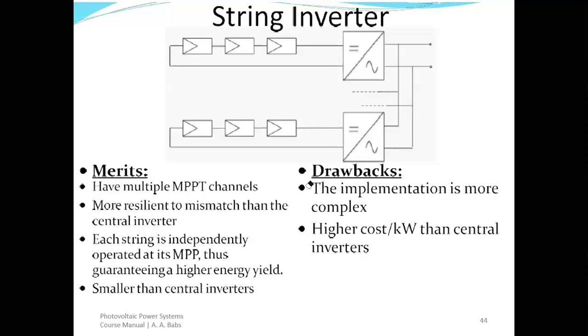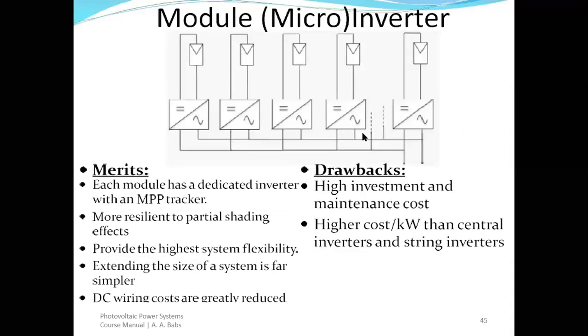All right, let's take it a step further. We have what we refer to as the module inverter, or you could call those micro inverters. Those are the topologies where we have each module connected to its own inverter. Okay, so the inverters are way smaller, all right, and each module will have its own inverter. An advantage of this kind of topology is that each module has a dedicated inverter with an MPP tracker. So it simply means that one module has its own MPP tracking channel.